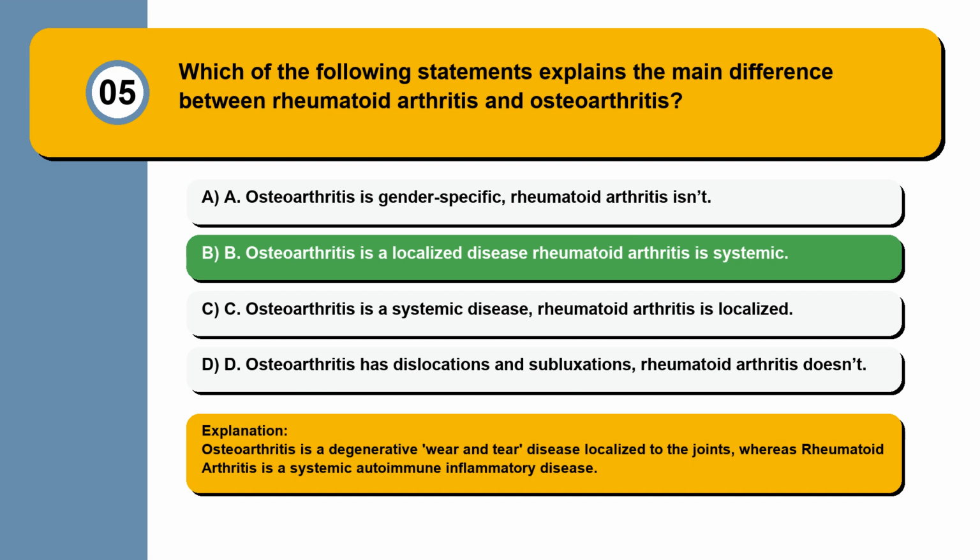Osteoarthritis is a degenerative wear and tear disease localized to the joints, whereas rheumatoid arthritis is a systemic autoimmune inflammatory disease.